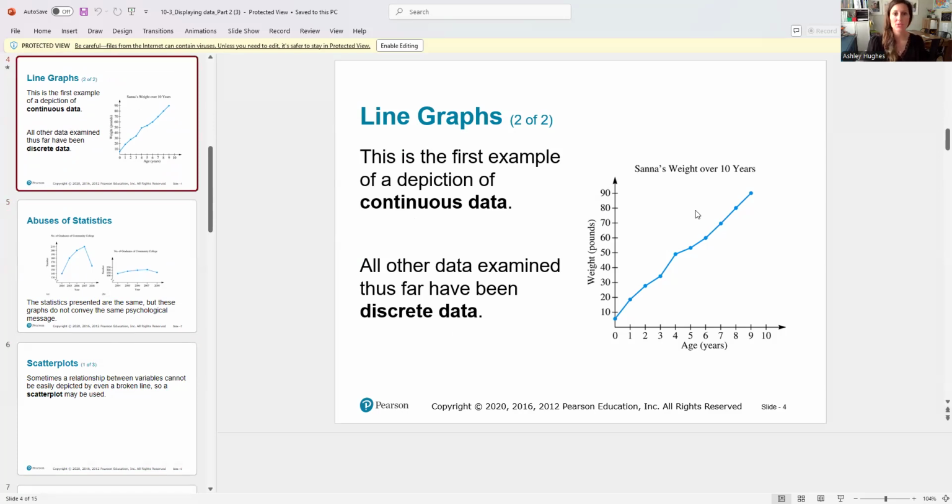It says abuse, discrete data. Let me talk about that. Discrete data just means it's just dot, dot, dot, dot, no connected line. So discrete data would look more like a scatter plot with just the points and they're not connected together.